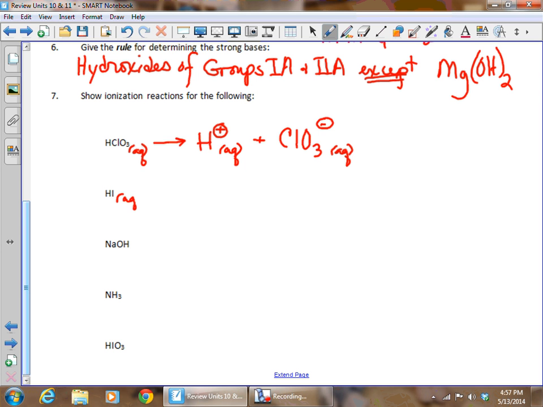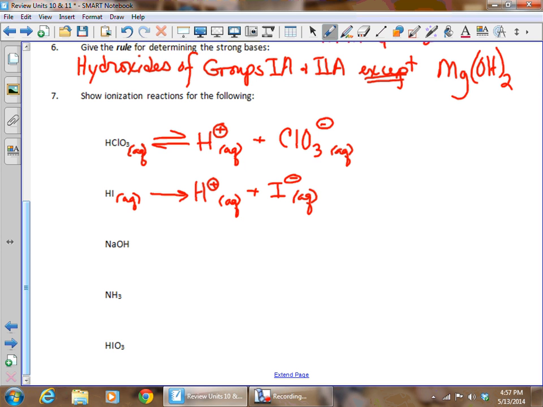HI aqueous. I'm sorry, I just told you that strength is determined by what kind of arrow, and then I went ahead and wrote up the wrong kind of arrow. Since HClO3 is a weak acid, it's not on the list. It's going to get a weak arrow, that double arrow. HI, on the other hand, is on the list, and therefore it's going to get the strong arrow, the single arrow to the right, a completion arrow, and we get this for our ionization.